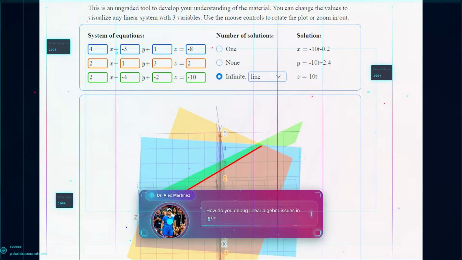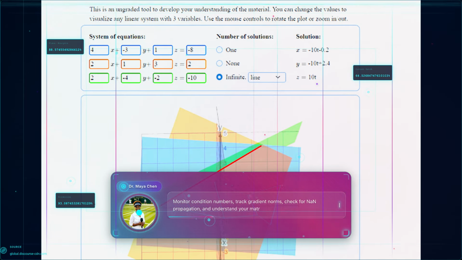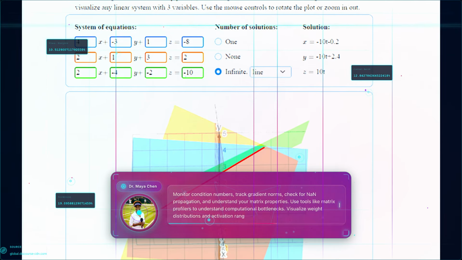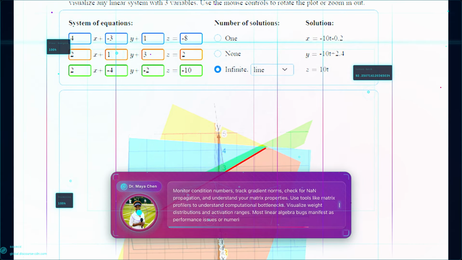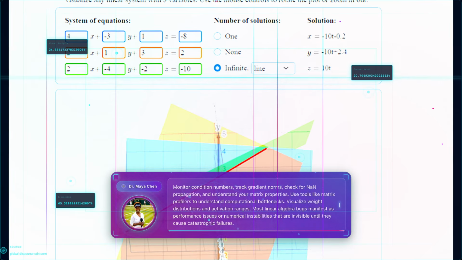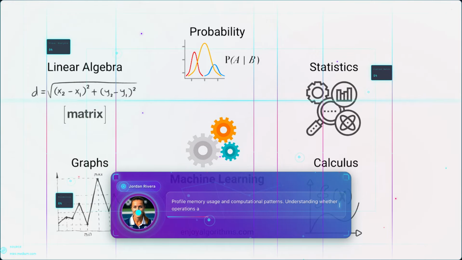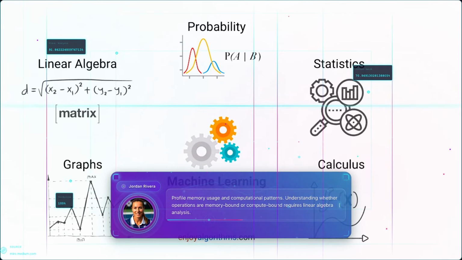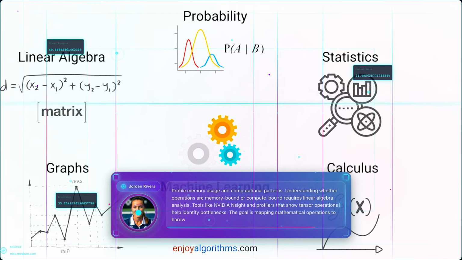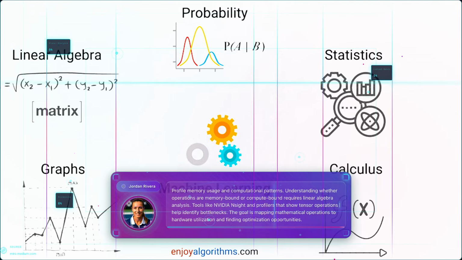How do you debug linear algebra issues in production? Monitor condition numbers, track gradient norms, check for NaN propagation, and understand your matrix properties. Use tools like matrix profilers to understand computational bottlenecks. Visualize weight distributions and activation ranges. Most linear algebra bugs manifest as performance issues or numerical instabilities that are invisible until they cause catastrophic failures. Profile memory usage and computational patterns. Understanding whether operations are memory-bound or compute-bound requires linear algebra analysis. Tools like NVIDIA Nsight and profilers that show tensor operations help identify bottlenecks. The goal is mapping mathematical operations to hardware utilization and finding optimization opportunities.